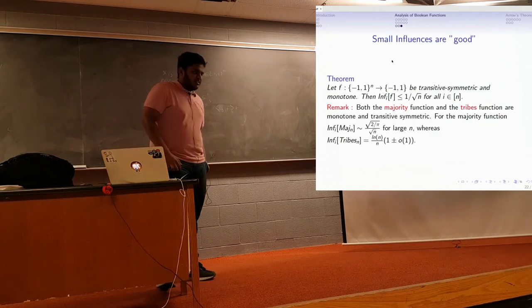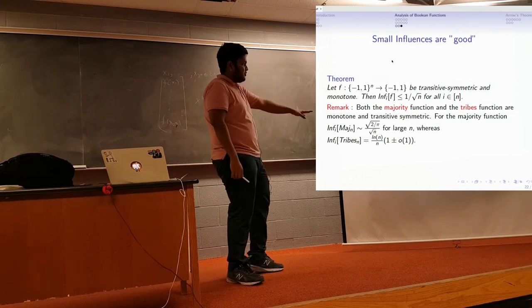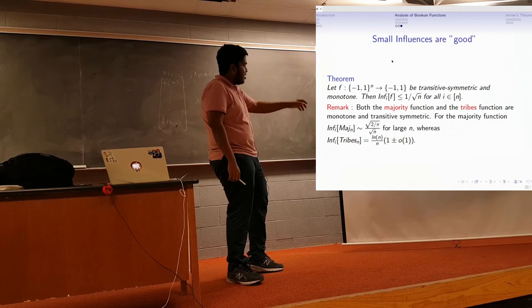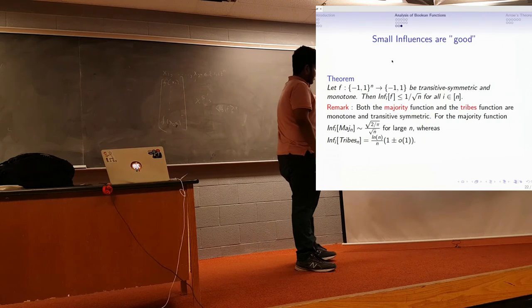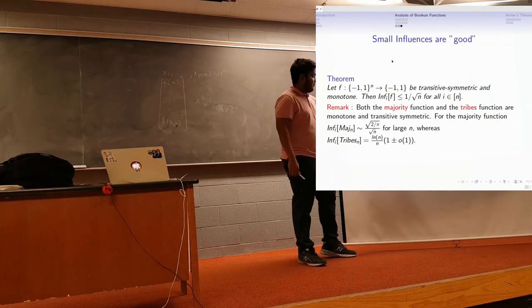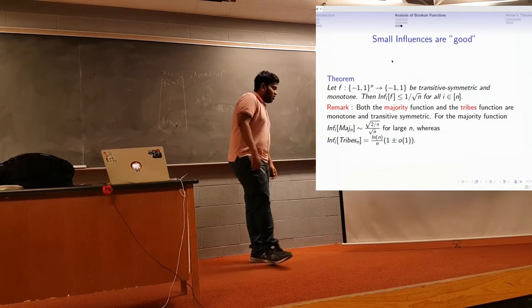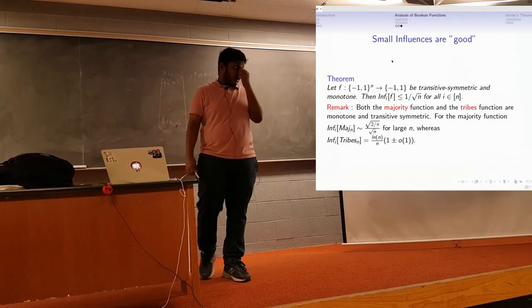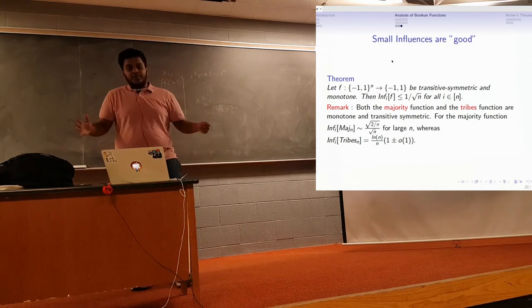So as I said, the majority and the tribes function satisfy these properties, and this is where the importance of the tribes function comes into play. Because if you notice, the majority function has influence even for large n, which is very similar to that quantity. It's just a small constant times smaller than this quantity there. But the tribes function has an influence that is just the natural log of n divided by n times some constant, which is pretty small compared to the majority. And that's why the tribes function is important.